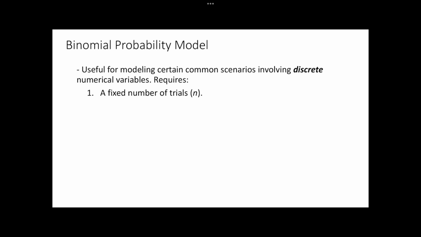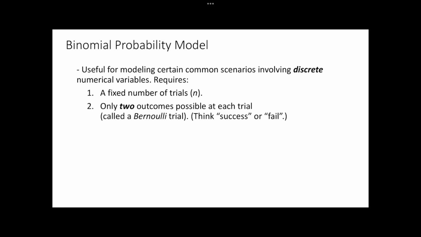First of all, there has to be a fixed number of trials. We're going to say n trials, where only 2 outcomes are possible at each trial. This is called a Bernoulli trial. You should think a success or a failure is possible at each trial.